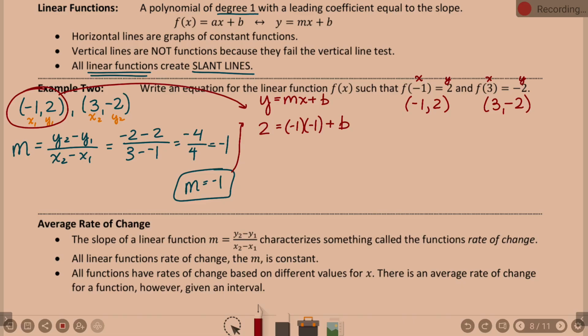So do some math, right? 2 equals 1 plus b. And so b is going to be 1, if I've done my math right.